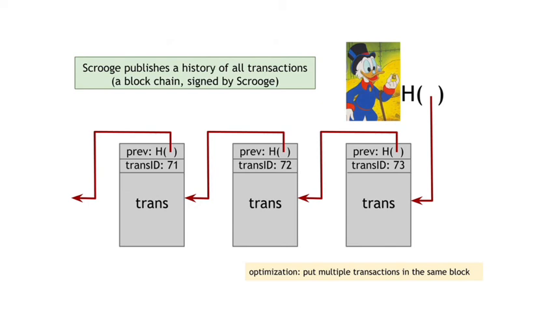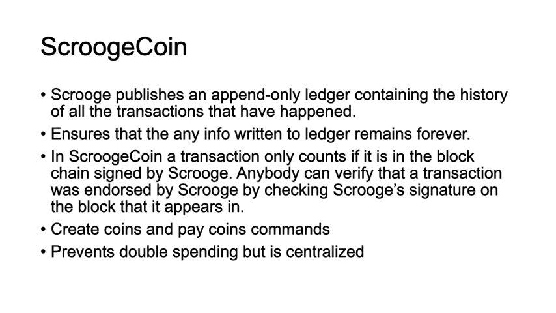So what it does is Scrooge will publish an append-only ledger containing the history of all the transactions that have happened. This, in turn, will ensure that any of the information written to the ledger remains forever. In Scrooge Coin, a transaction only counts if it is in the blockchain signed by Scrooge. Anyone can verify that a transaction was endorsed by Scrooge by checking for his signature on the blockchain that it appeared in.